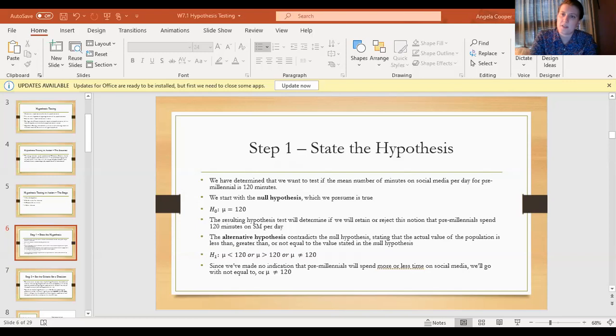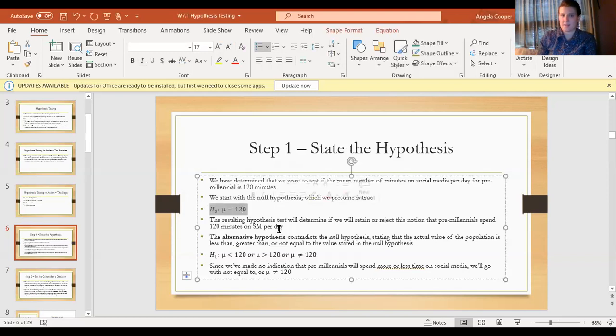So the population of the average consumer, it mentioned they spend 120 minutes on social media. So that is our null hypothesis. The population mean equals 120. Now that H naught, with the colon and then mu equals 120, this is our null hypothesis. Simply stated, the null hypothesis is the population mean is equal to 120.